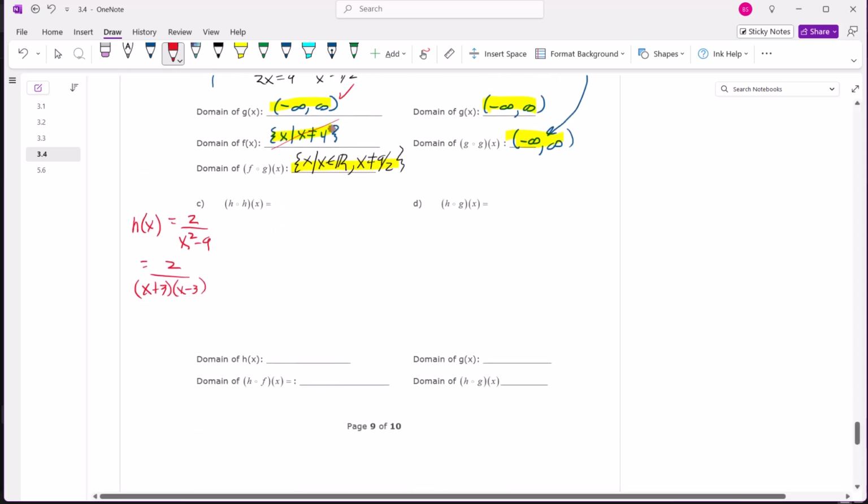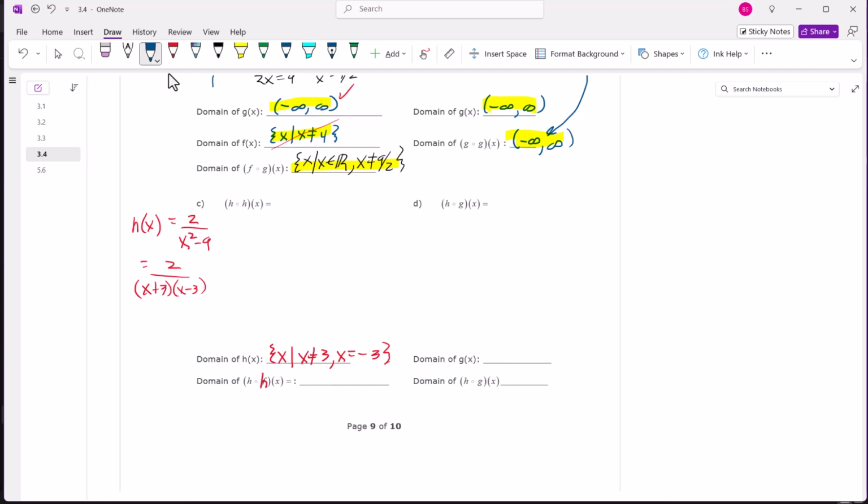So that means the domain of h of x would be the set of all x, and x cannot be equal to 3, and it also cannot be equal to negative 3. So that will be a part of the answer to the domain of the composition. Okay, now I think this was supposed to say h there, not f. Okay, so when we put this together, write down h. So h is 2 over something squared minus 9, where you're going to plug the same function in.